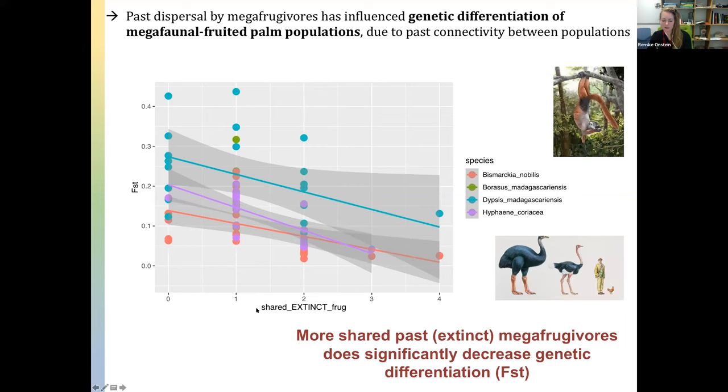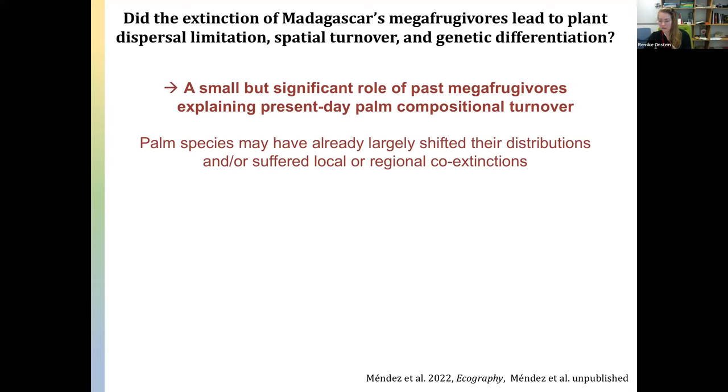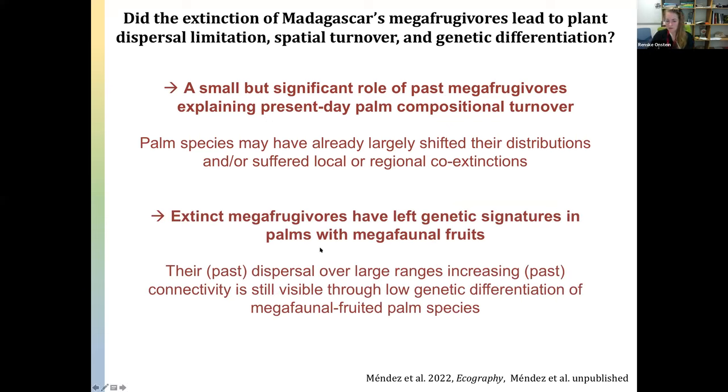However, if we look at the extinct frugivores shared, we see that for all species, and especially those with large fruits, if you shared more mega frugivores in the past, you still have a lower FST. So it does suggest that past dispersal by these mega frugivores is still visible in the genetic structure of these populations and how well they are connected. So from this, we first saw that the past dispersal by these mega frugivores may have left some signature on the species composition of the palms today, but a lot of the variation is actually explained by present-day factors. But we also see that these extinct mega frugivores may have left signatures on the genetics of the palms. If you shared more frugivores in the past, you still have a lower FST.